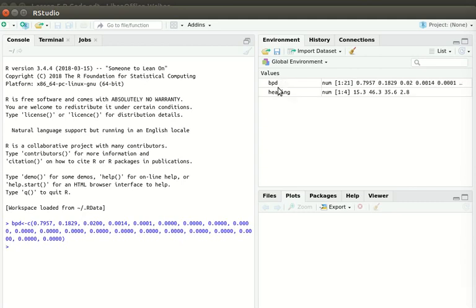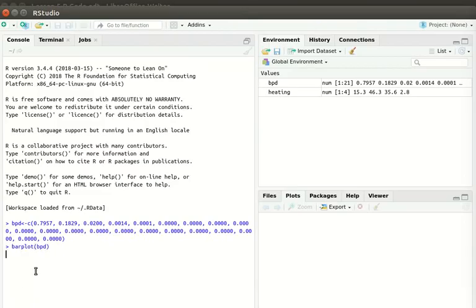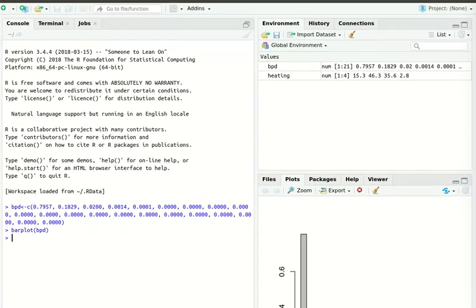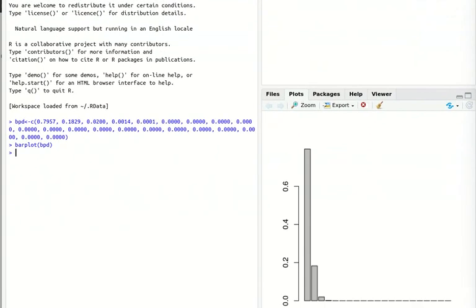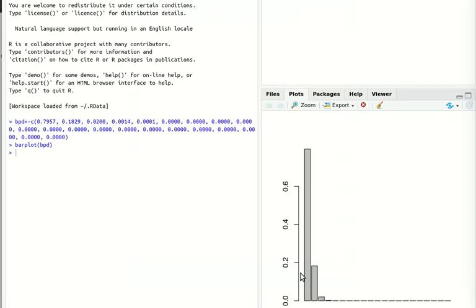It says that I've got the BPD data loaded. I'm now going to give it the command to create a bar chart. So back into R, paste that in, and there is our bar chart. What I did is export it. I clicked on export and copied it to the clipboard, and then I pasted it into the file that I'm using to make this. So really easy to make a bar chart in R.